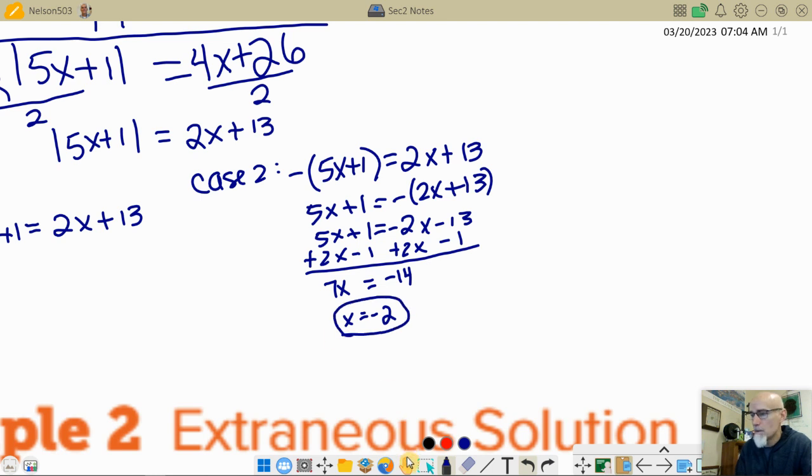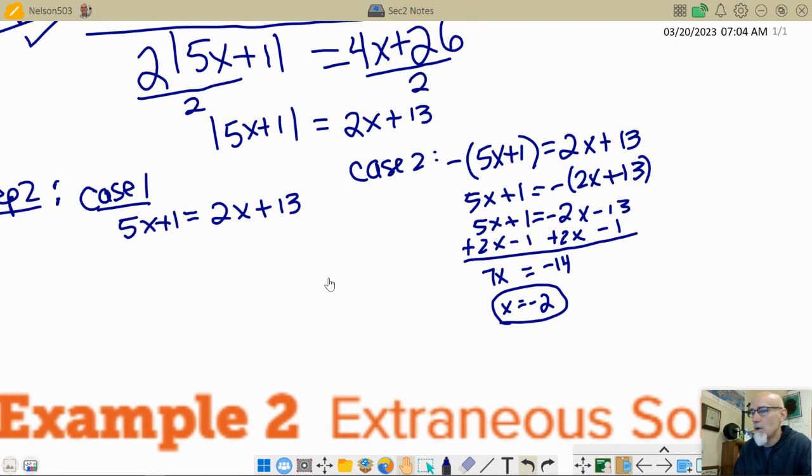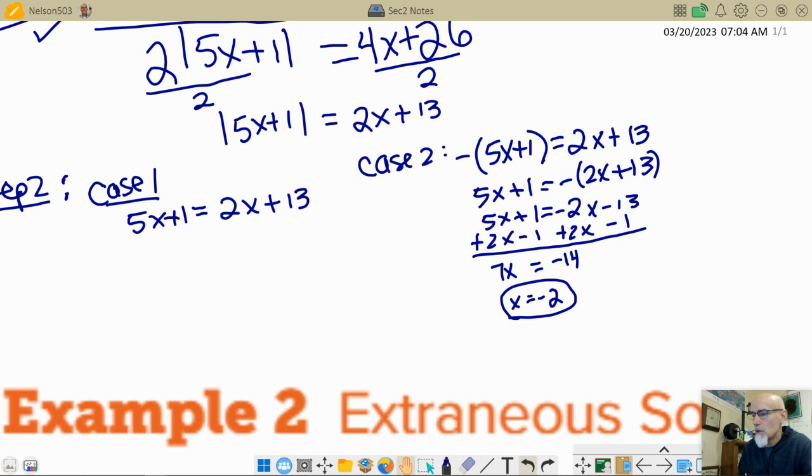Let's go back over to the other case. Here's case 1 over here, and I'm going to solve case 1. I'm going to subtract 2x from both sides, and I'm going to subtract 1 from both sides. Boy, this seems a lot alike, doesn't it? Oh yeah, because we had to add 2x before, and here we're subtracting 2x from both sides. So we get 3x, we got no 1. That's why I'm subtracting 1 from both sides.